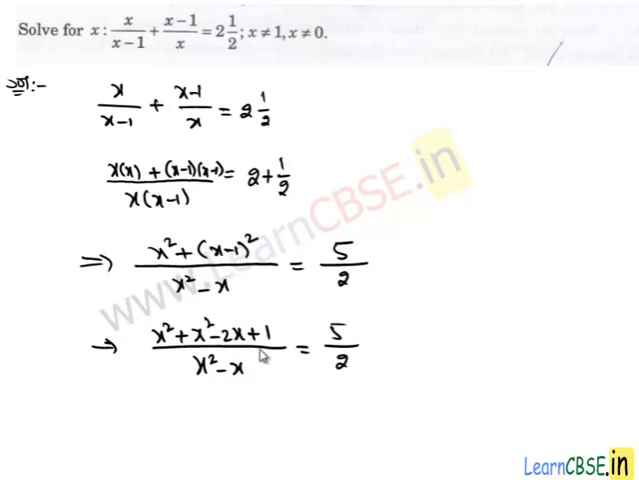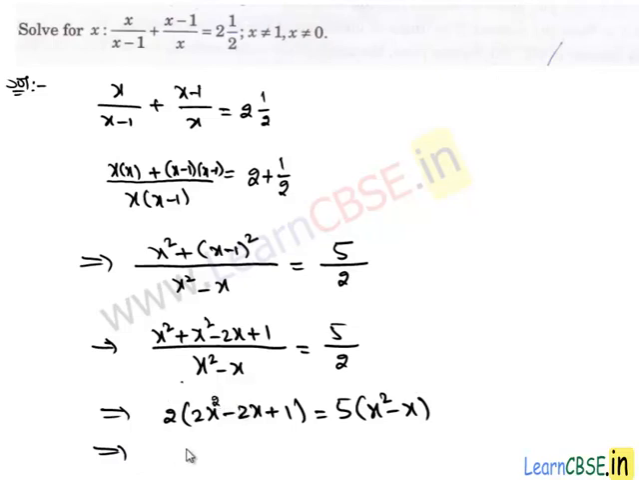To perform calculation easier, we use cross multiplication. Then we have 2 times x square is 2x square, and we have negative 2x plus 1, and on RHS we have 5 times x square minus x. Let us distribute these two inside the bracket. Now we have 2 times 2x square is 4x square, and 2 times negative 2x is negative 4x, and 2 times 1 is 2, and on RHS we have 5x square minus 5x.